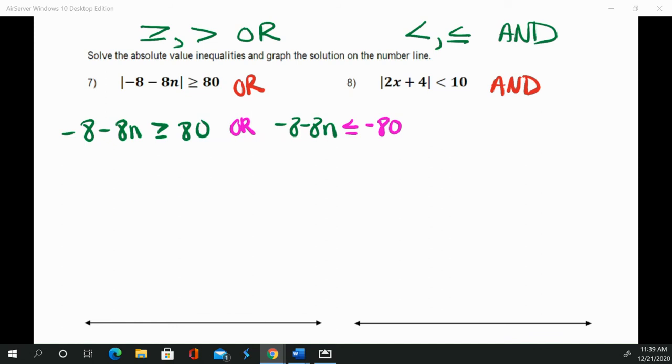Now we're going to solve both parts of these compound inequalities and graph it on the number line below. First, we want to deal with the -8. It's negative, so we're going to add it to both sides. -8 times n, so we're going to divide both sides by -8. Same rules apply here because we divided by a negative. We have to flip that inequality symbol.